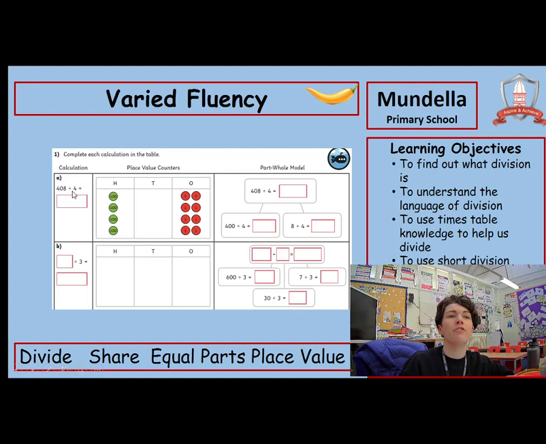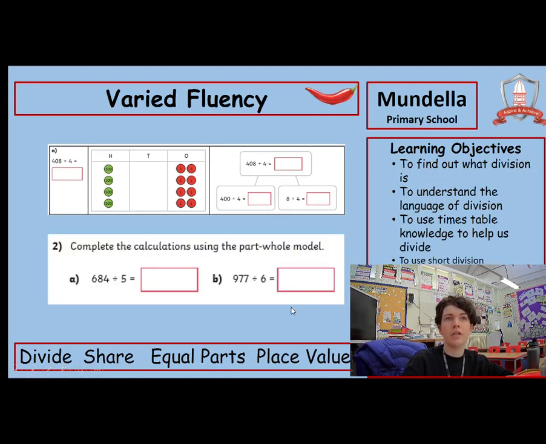Your question here, 408 divided by 4, you're going to do what's called the part-whole model, which is what was demonstrated previously. So just split it into our hundreds, tens and ones. So 400 divided by 4 and then 8 divided by 4. And then with this second question, you've got to sort of piece it together to work out what the original calculation was. Red chili pepper challenge.